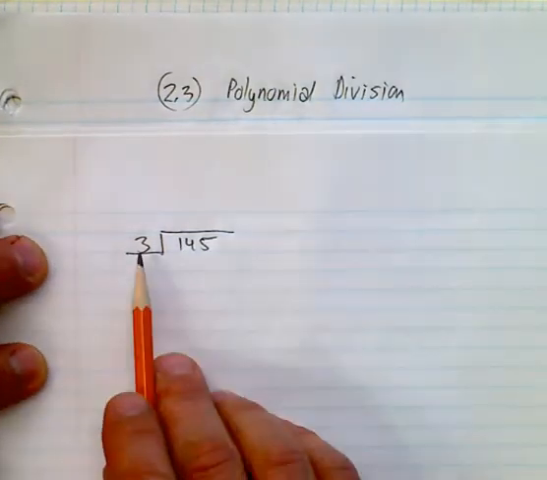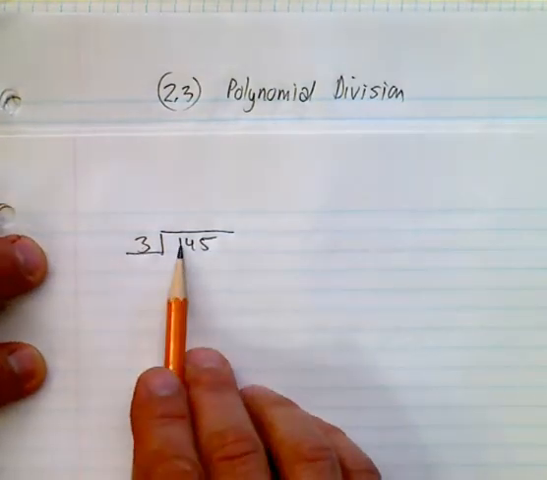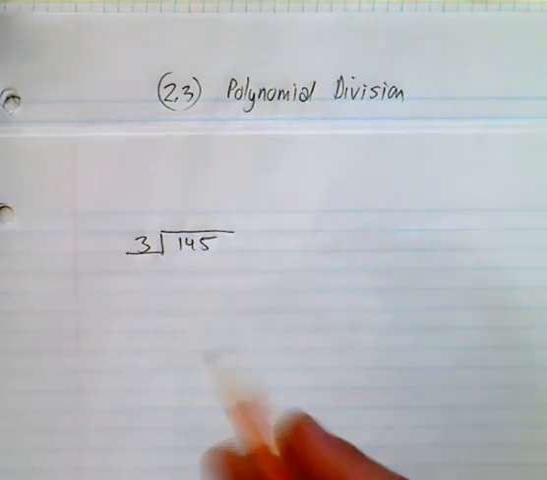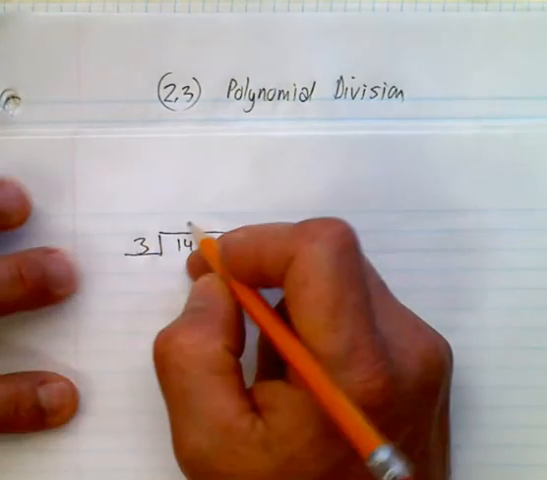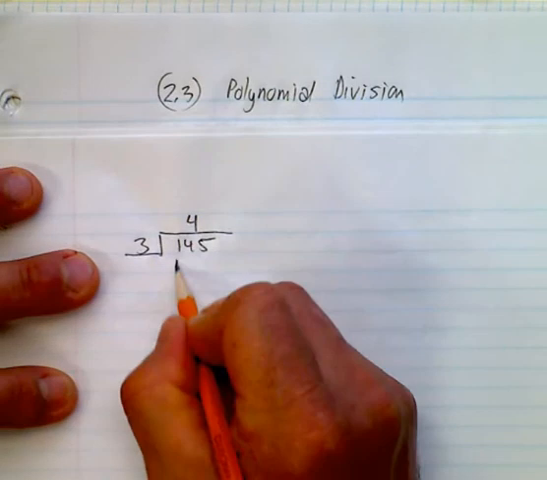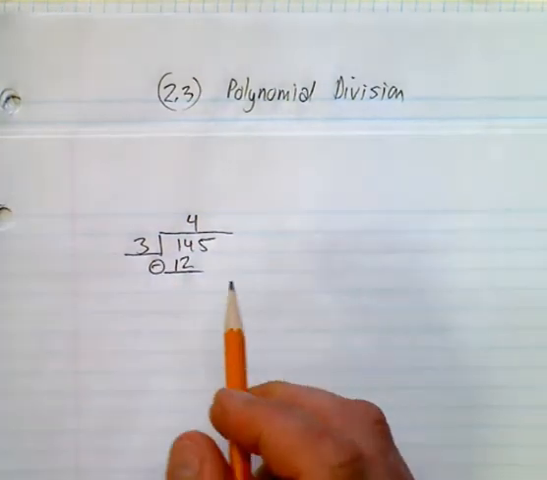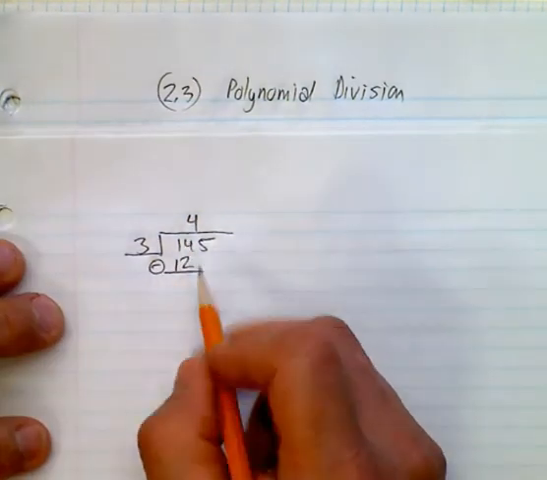We look at the first number here, and we look at this number here. Does 3 go into 1? You say no. So you've got to go to the next one. Does 3 go into 14? Absolutely. It goes 4 times. 4 times 3 is 12, right? And then we subtract. The 14 minus 12 gives me 2, right?